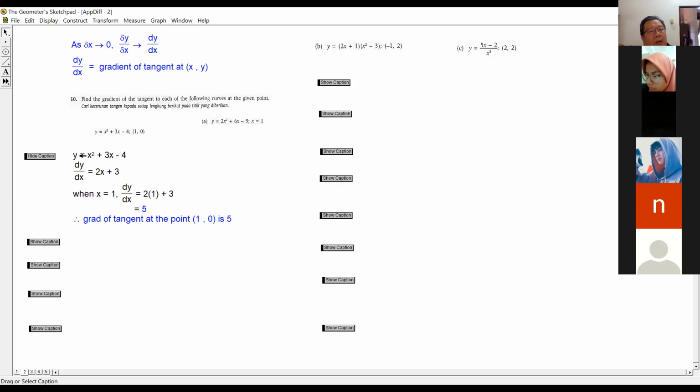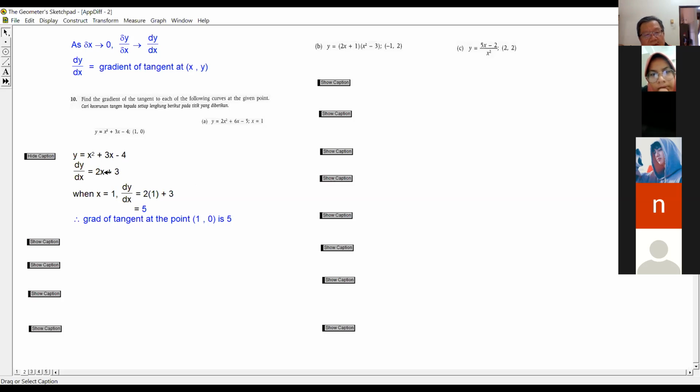y equals x squared plus 3x minus 4. Can you still remember how to differentiate? Okay, so differentiating x squared gives 2x. Differentiating 3x gives 3. Now you see this dy dx is actually a variable. There's a variable x there. So we cannot know the value of the gradient.